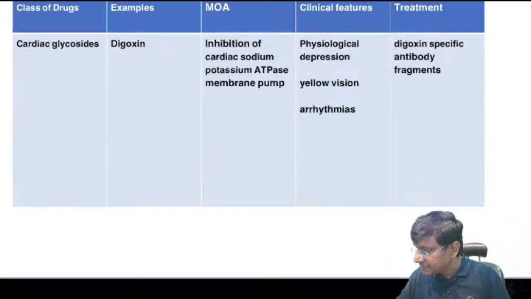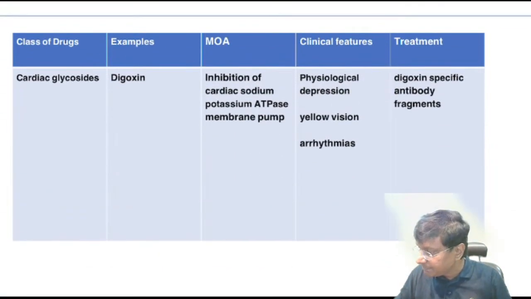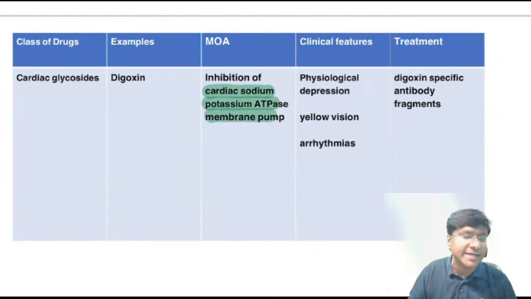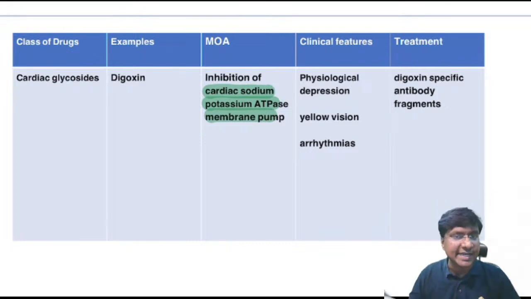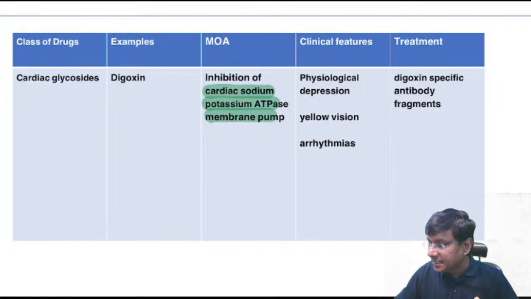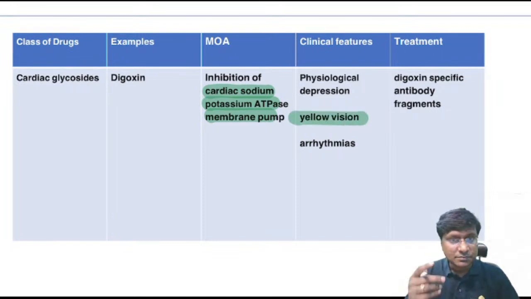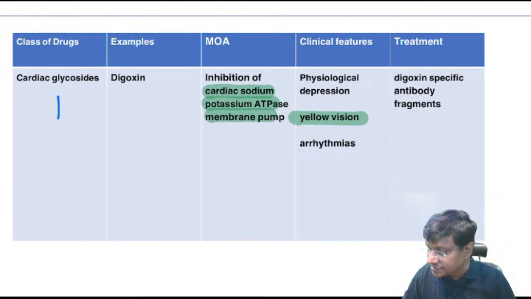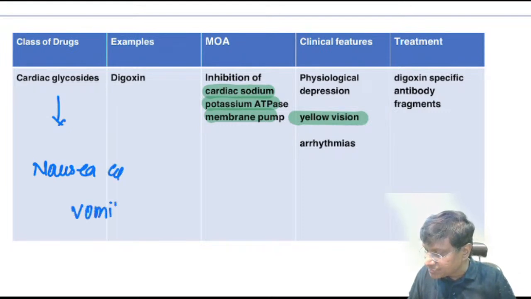So you have the sodium potassium ATPase membrane pump. This pump will be inhibited by your cardiac glycoside overdose. Now what will be the clinical features? Again same story, physiological depression, but what will be the earliest manifestation? In case of digoxin toxicity, the earliest manifestation will be nausea as well as vomiting.